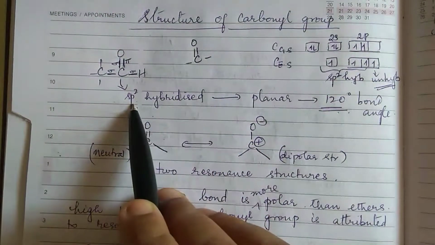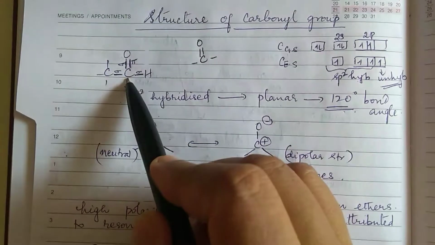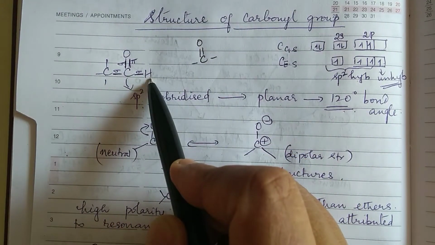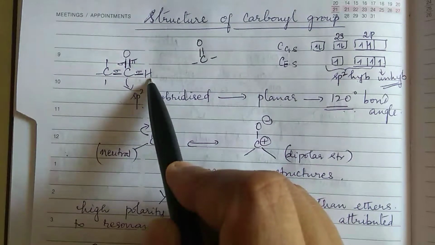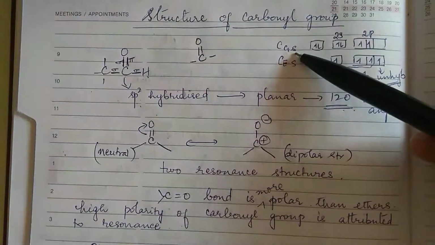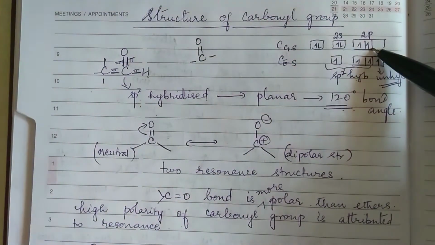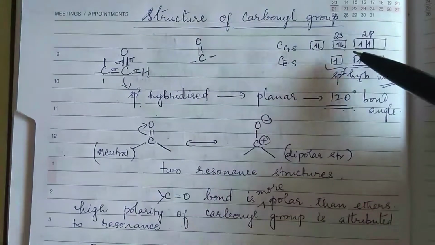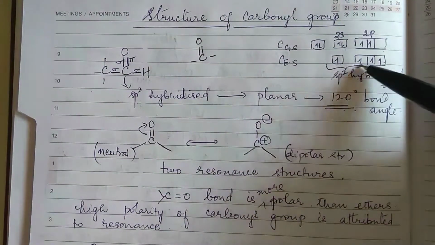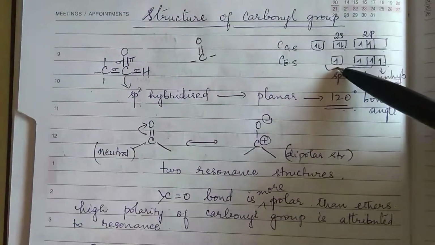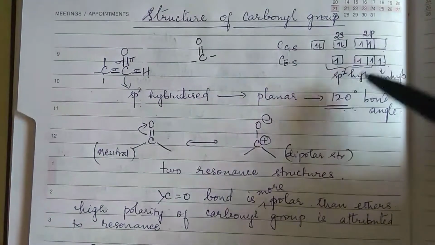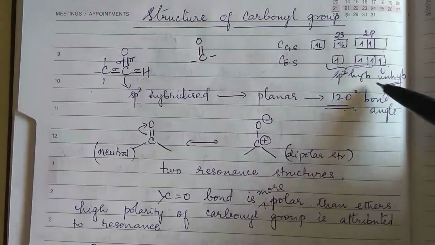Now how did you get this sp2 hybridization? See, carbon is surrounded by 1, 2, 3 atoms. So it has to provide 3 hybrid orbitals in order to share electrons with all the 3. Carbon in the ground state has 2s2, 2p2. Then in the excited state, 1 electron from 2s jumps over to 2p. And out of the 4 unpaired electrons, 1s and 2p will hybridize. So that is why you call it sp2 hybridization.